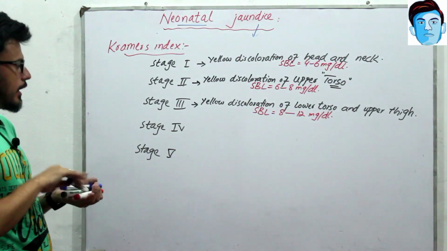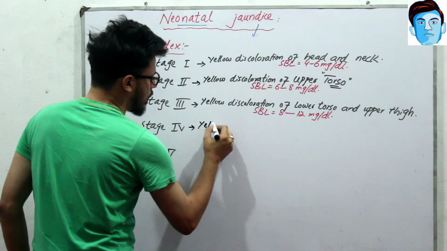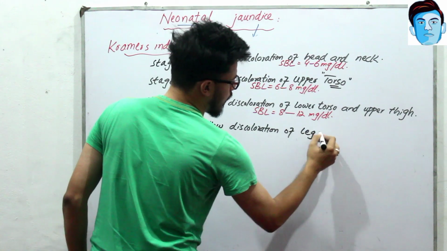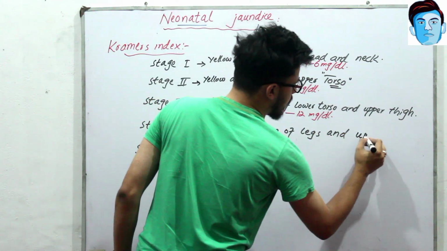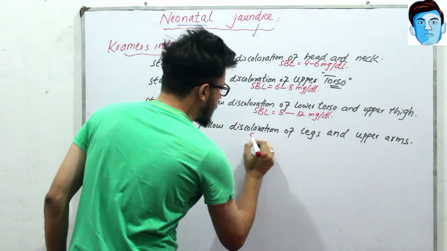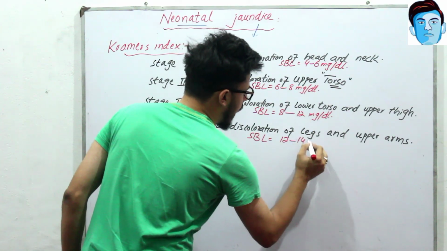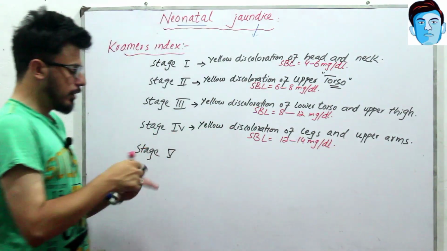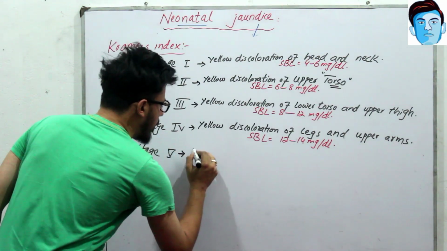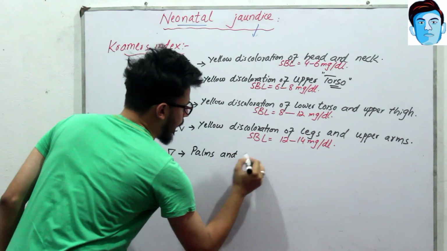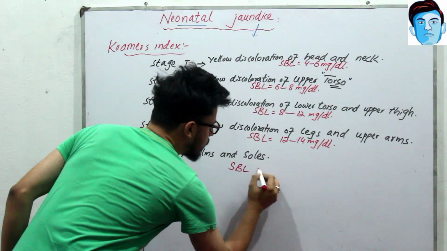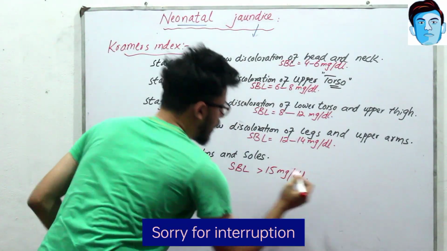In stage 4 there is yellow discoloration of legs and upper arms, and the serum bilirubin level is in the range of 12 to 14 mg per dl. In the last, stage 5, the yellow discoloration is localized to the palms and soles, and the serum bilirubin level is more than 15 mg per dl.